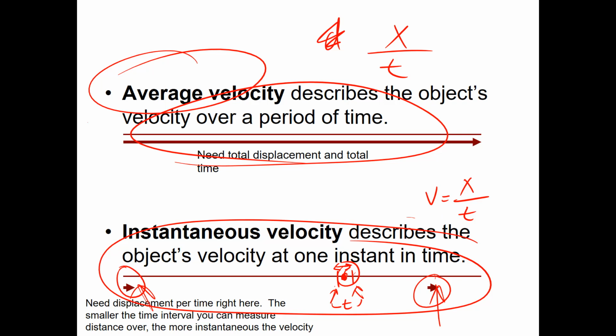The smaller the section you do, the better. Once again, the whole trip might have taken 60 seconds. Well, this section right here took 0.06 seconds. If you use the displacement and the time it took for just that section, that's going to be close to instantaneous velocity, and the smaller this is, the more instantaneous it is.